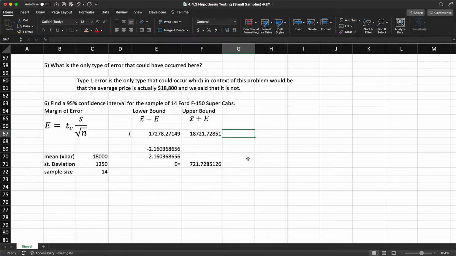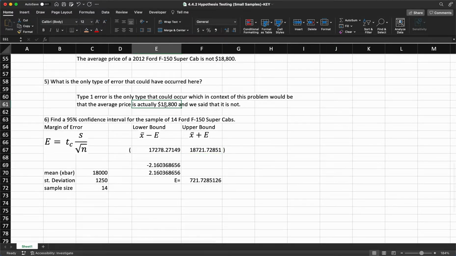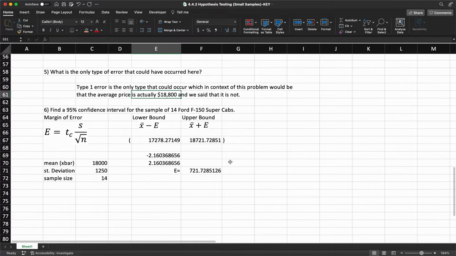Now, I rejected the null hypothesis. Is the null hypothesis mean in this interval between $17,278.27 and $18,721.73? The answer is no. This mean, 18,800, is not within my confidence interval. And I should only miss the mean 5% of the time.